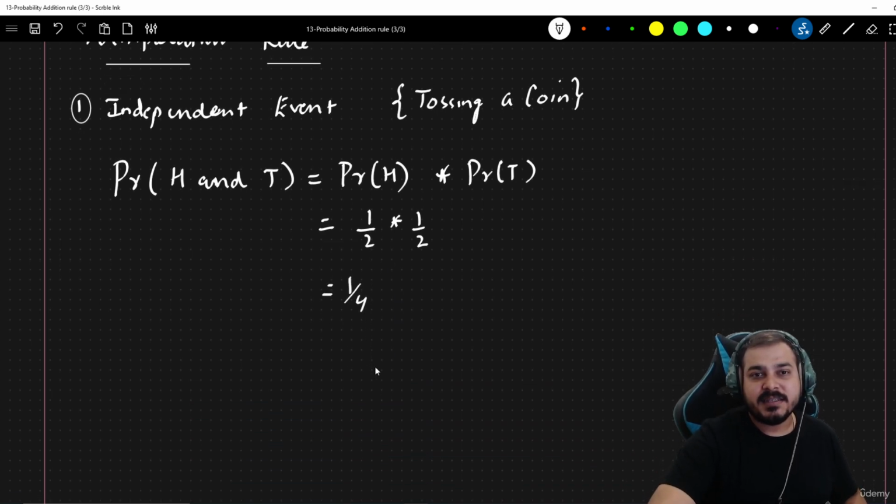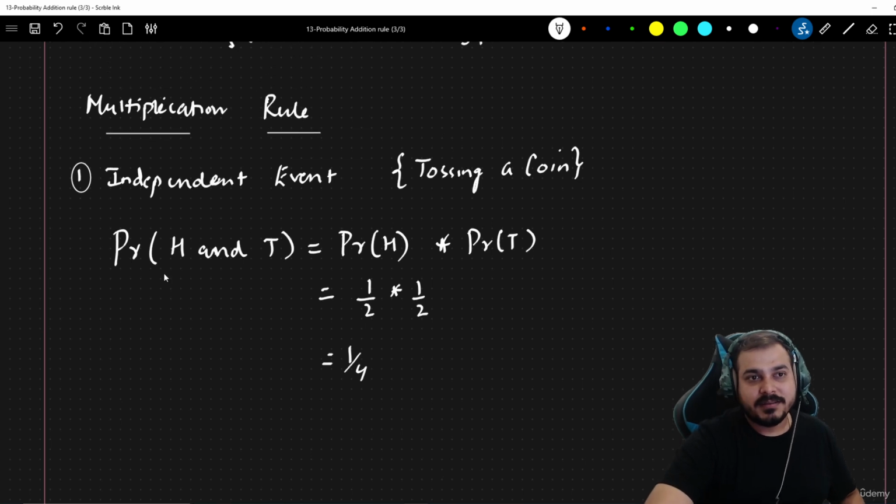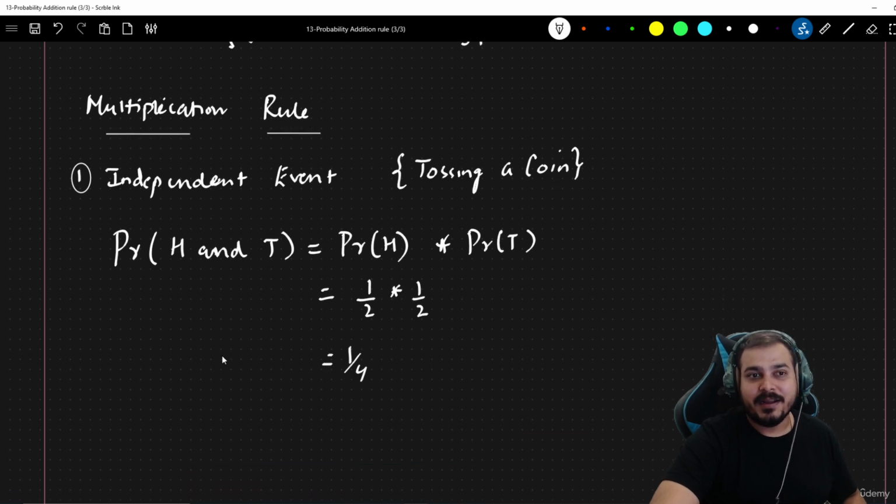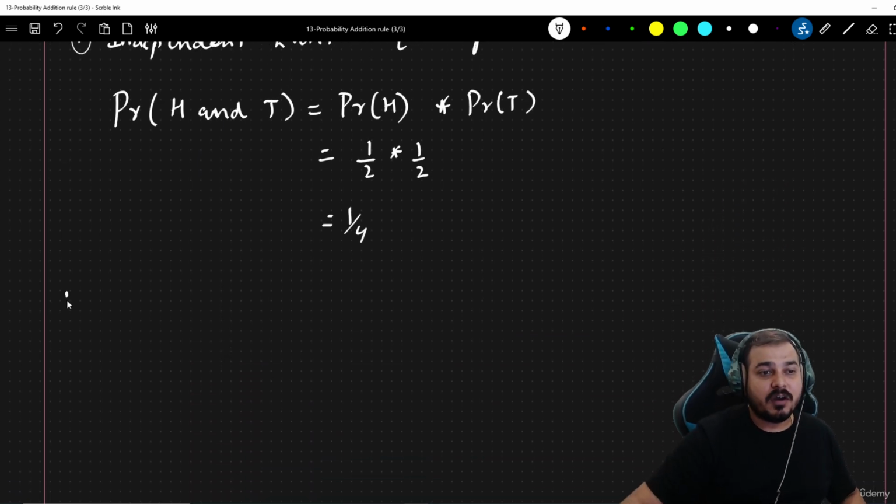Now in this case, since the events are completely independent, it is not going to affect the probability. In the additive rule, we used to use OR, right? In the multiplication rule, we use AND. Now what will happen in the case of a dependent event? The formula will change a little bit more.